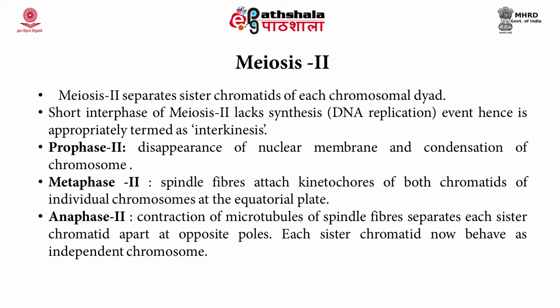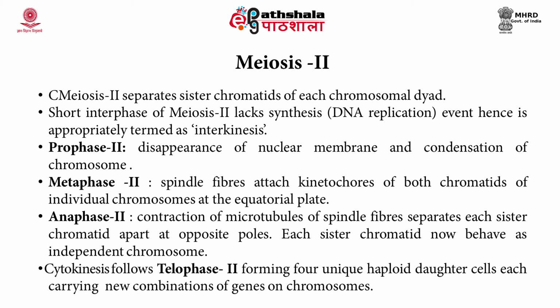At anaphase II, microtubules of spindle fibers contract, thus separating each sister chromatid apart at opposite poles. Each sister chromatid now behaves as an independent chromosome. Cytokinesis follows telophase II, forming 4 unique haploid daughter cells, each carrying new combinations of genes on chromosomes.